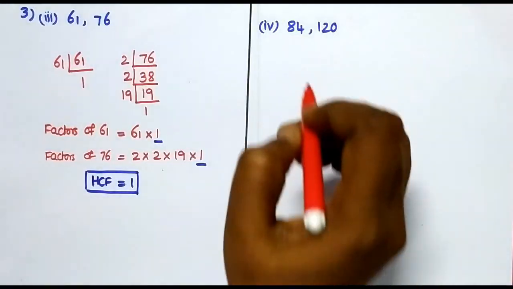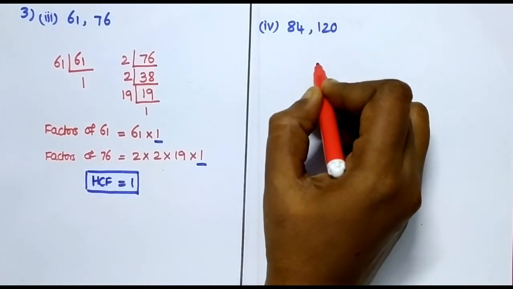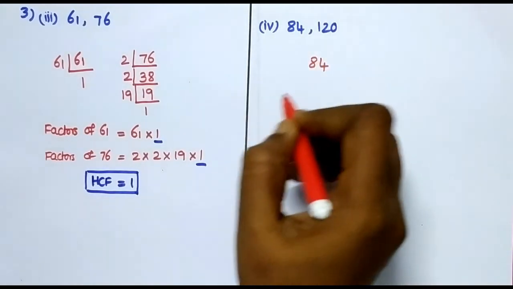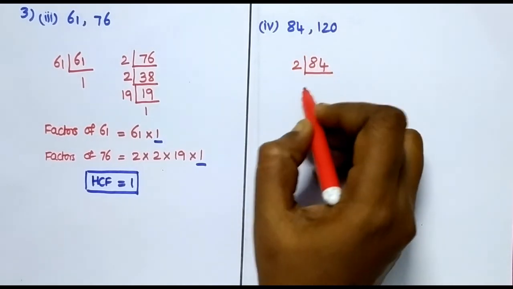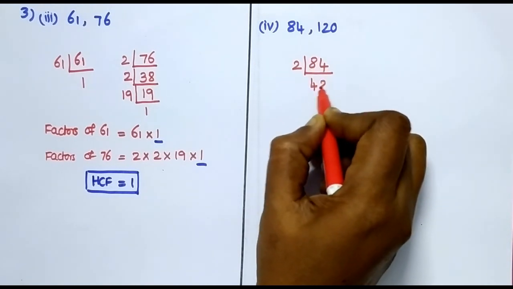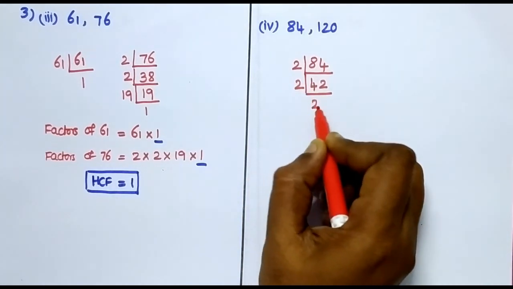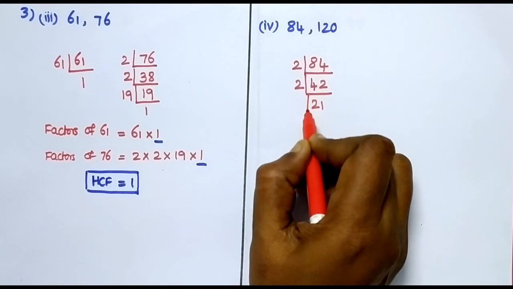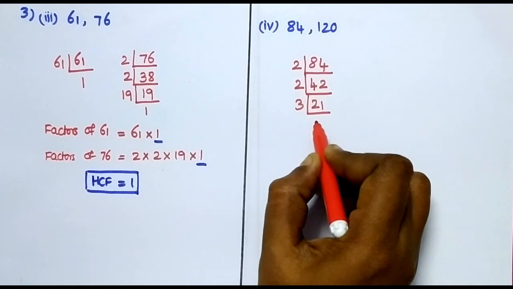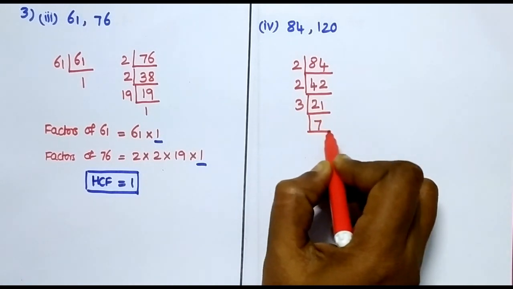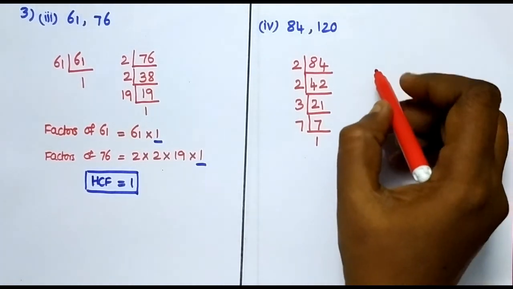Next one, 84 and 120. 84 divided by 2. 4 2s are 8. 2 2s are 4. Again divided by 2. 2 2s are 4. 1 2 is 2. So 21 2s are 42. Here divisible by 3. How many times? 7 3s are 21. 7 is a prime number, so it is divisible by 1.